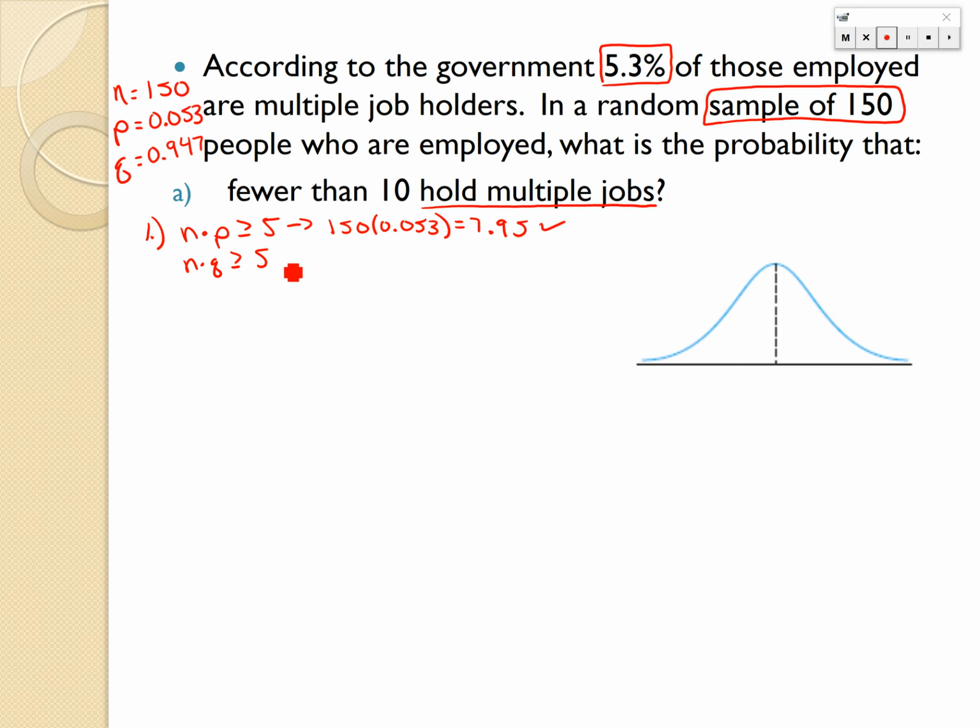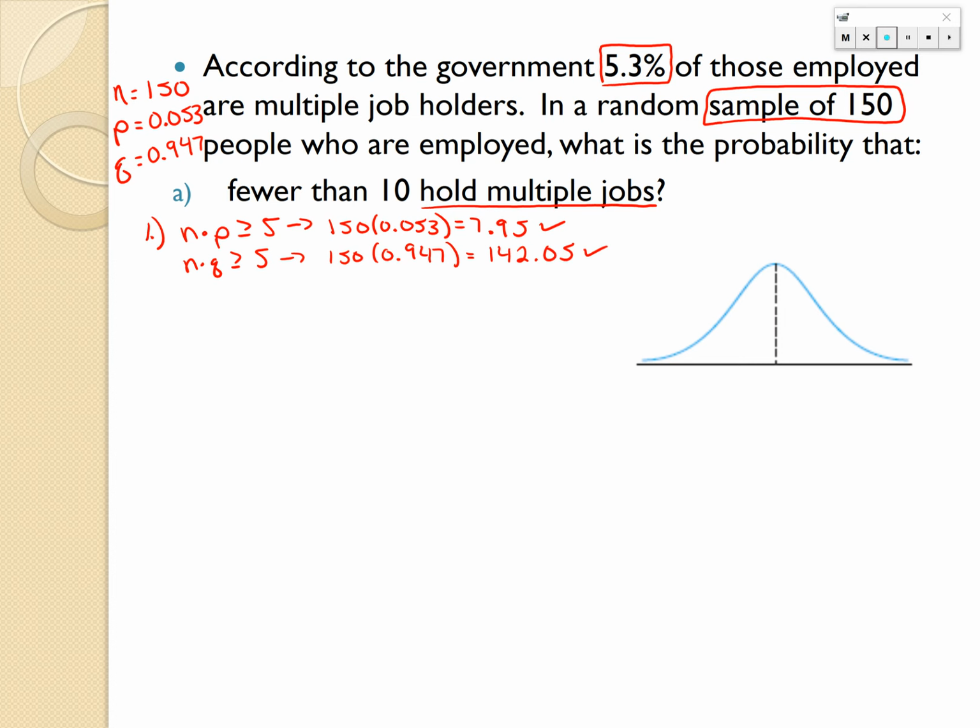And then we have 150 times our 94.7%. Even without doing the actual calculation, we should be able to look at that and know, yeah, that's definitely bigger than 5. Almost 95% of 150 is definitely going to be bigger than 5, but the exact value, if you want, is 142.05. So step 1, check and check.